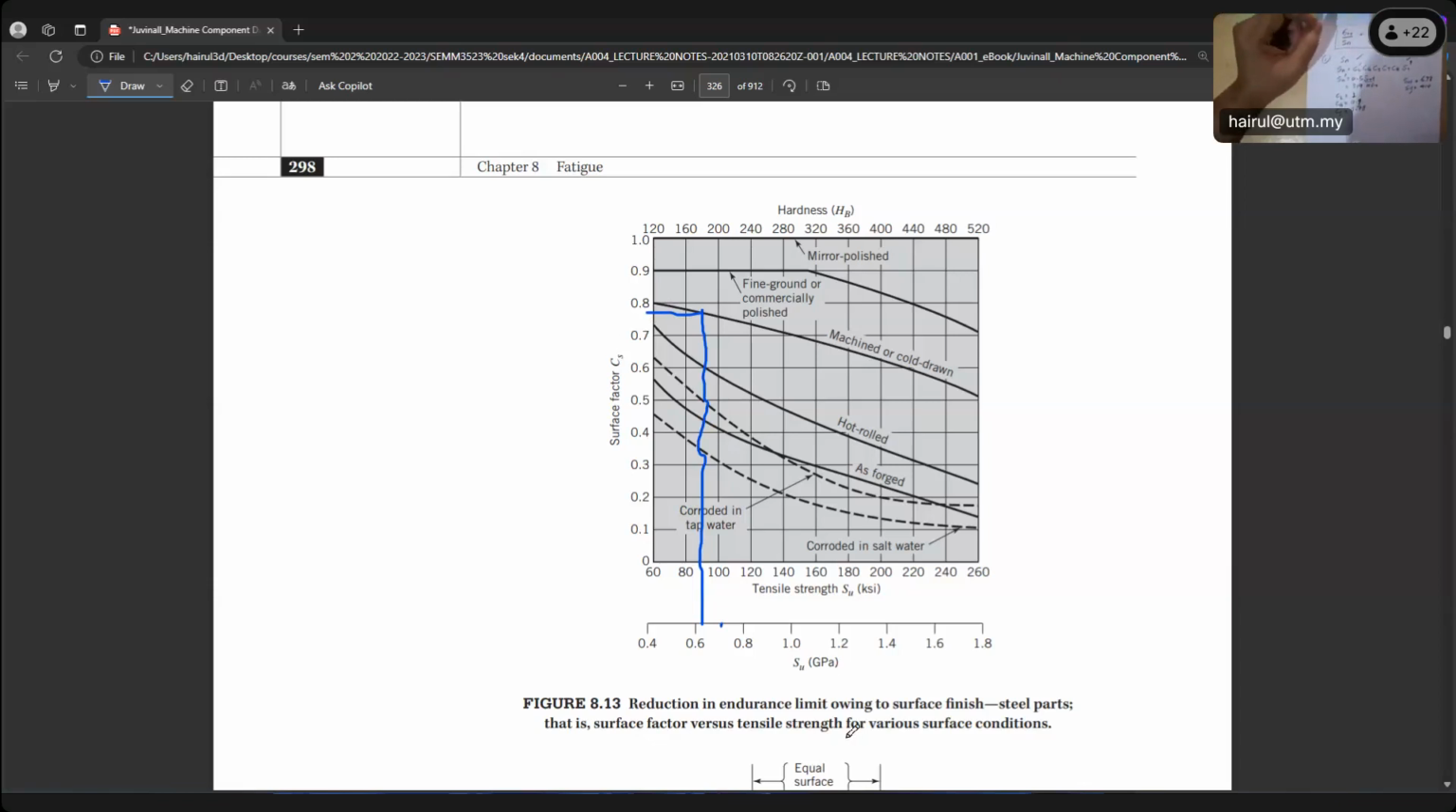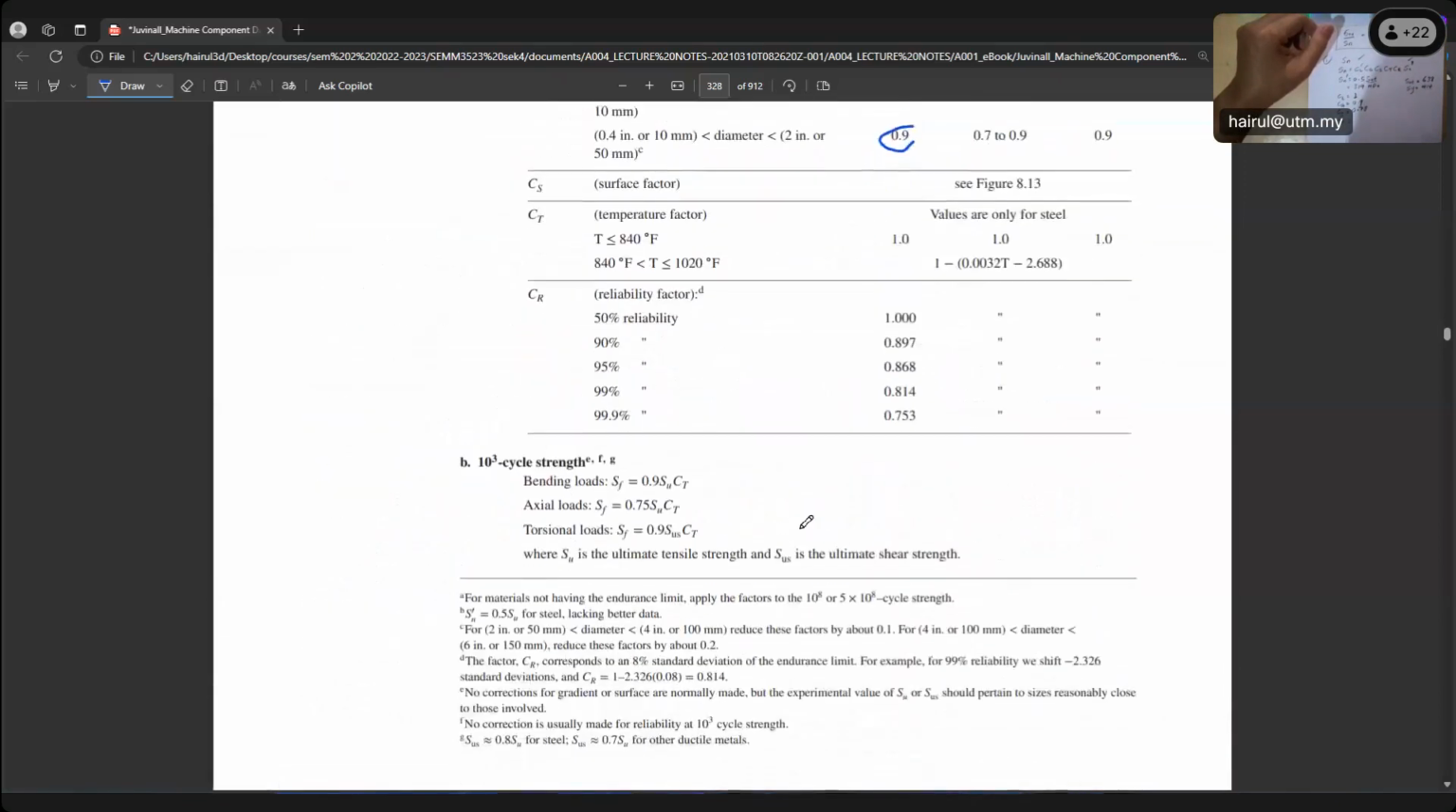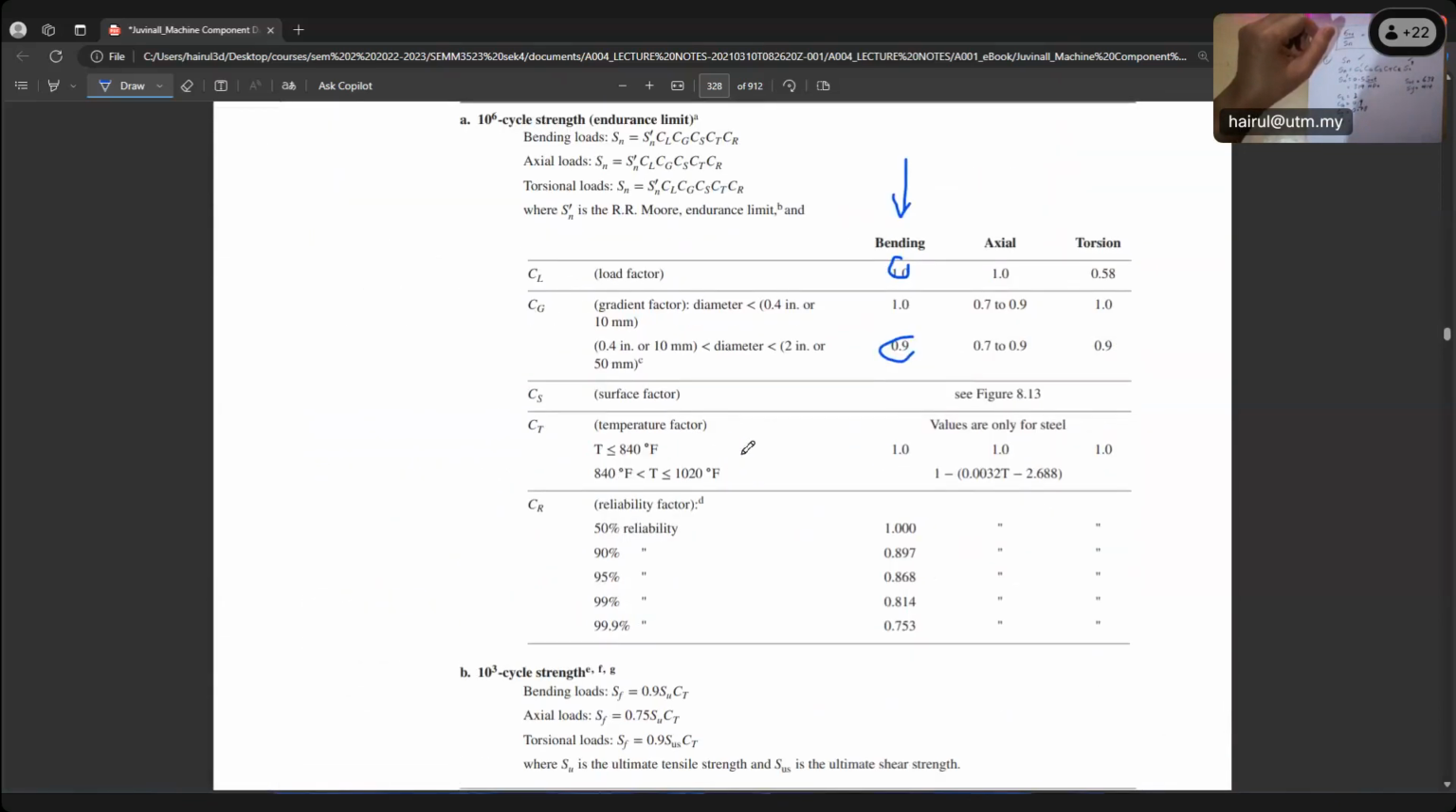So that will be your surface factor. Then, what about CT, temperature? CT is the temperature factor. The value is 1, because we always look at the bending, because bending is governing the shaft, not axial stress, not torsion. We look at the first column. Temperature is normally not given. Temperature is always less than 840 degrees Fahrenheit.